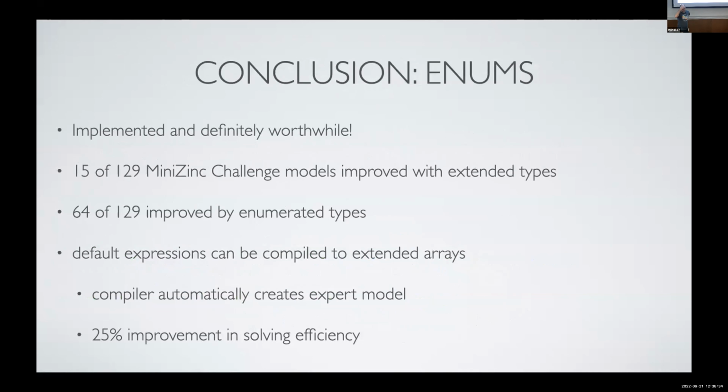Okay, so just looking at enums, these are really useful. So we looked at 129 models that were part of the MiniZinc challenge over the last few years, and 15 of those could benefit from using these extended enumerated types. 64 could benefit from just using enumerated types in general. And using default expressions, we can even make some of them run faster. So there's a 25% improvement in solving efficiency if you use defaults and this kind of extended array syntax in a clever way.